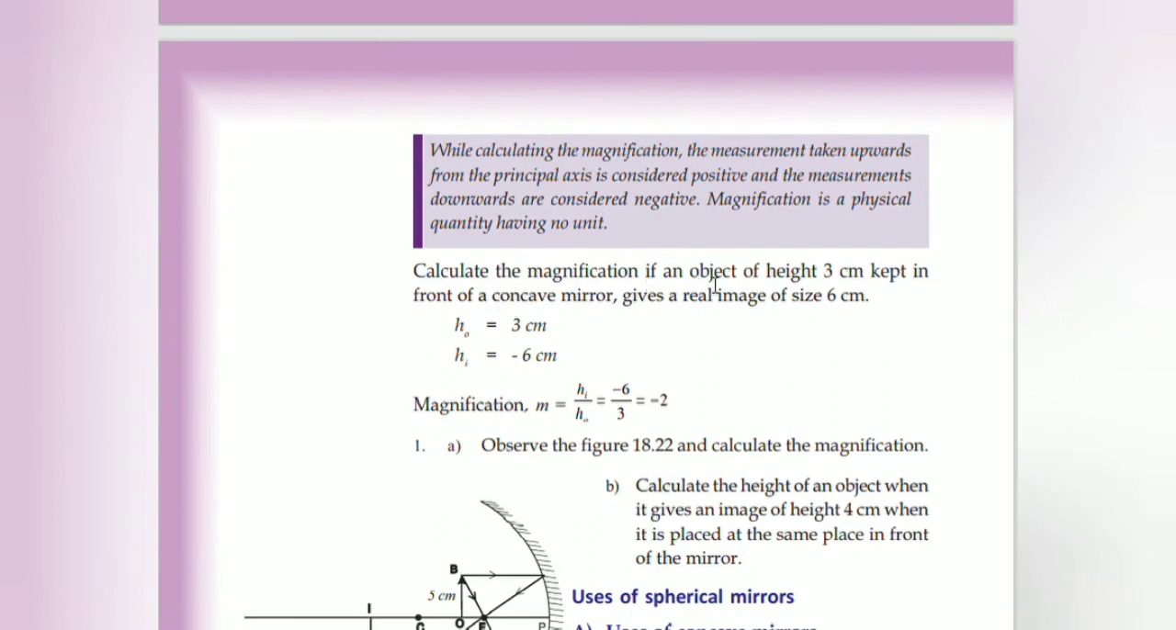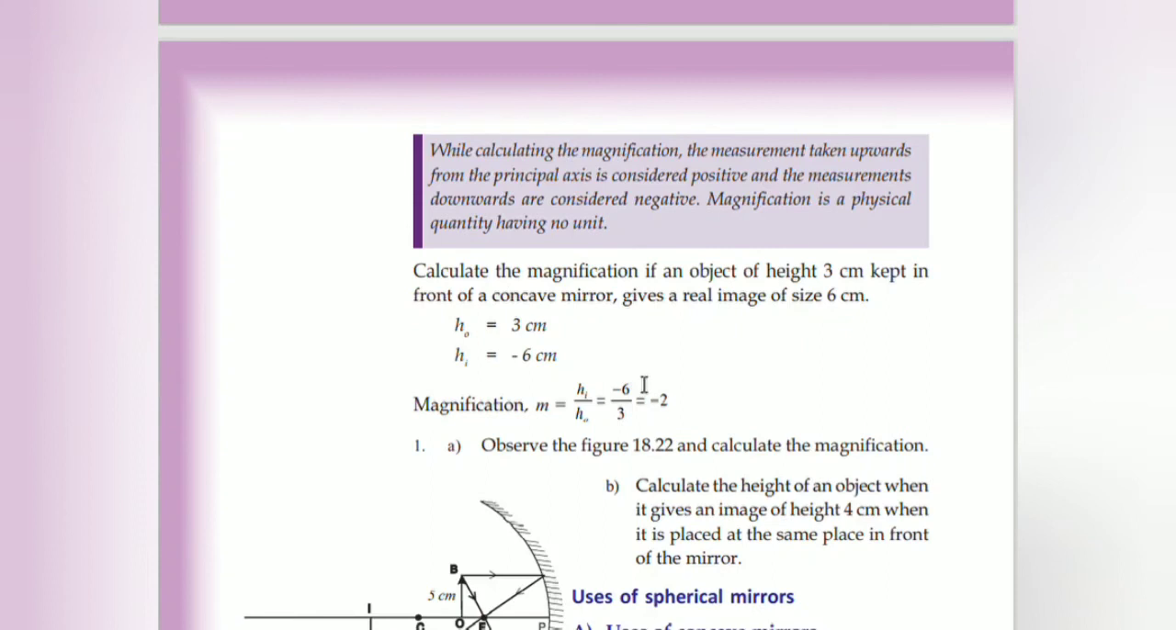Calculate the magnification of an object. Height എത്രയാ? 3 cm. Kept in front of a concave mirror. Concave mirror അടുത്താണ് വെച്ചിരിക്കുന്നത്. പിന്നെന്താ, gives a real image of size 6 cm. അപ്പോൾ h0, that is the initial one, which is taken as the height of an object, 3 cm. Concave mirror ആണെന്ന് പ്രത്യേകം പറയണ്ട അല്ലേ.